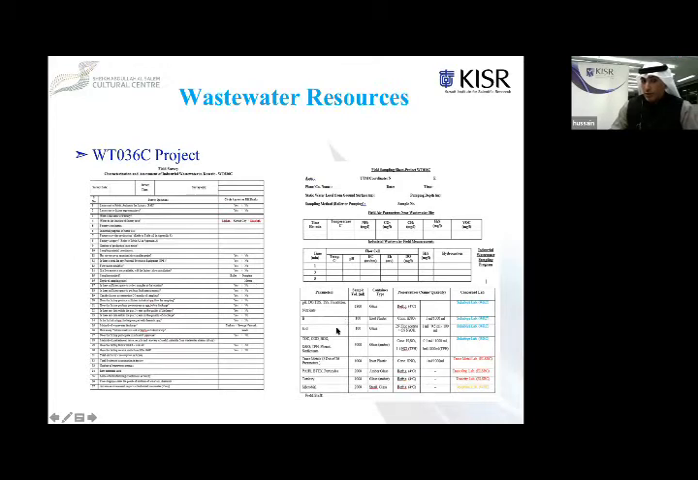The right sheet is producing some field parameters that we check while we're collecting samples. At the end of the project, we managed to generate a database over Kuwait, giving us the quality and quantity of most of the industrial wastewater.